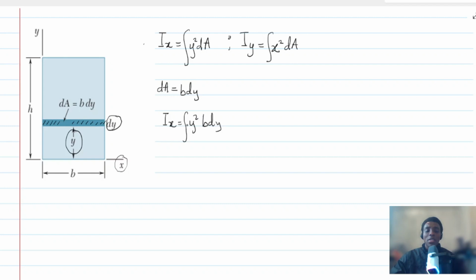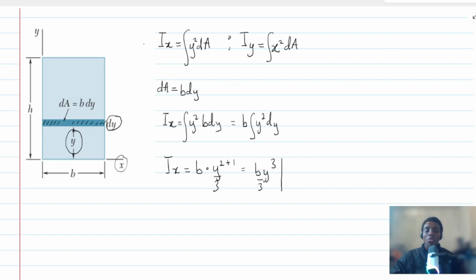This is very simple and straightforward. b is a constant, so it comes out, and then we do the integral of y squared dy. What is the integral of y squared with respect to y? That is very simple. It's going to be y to the power 2 plus 1 divided by 3, in other words, y cubed divided by 3.